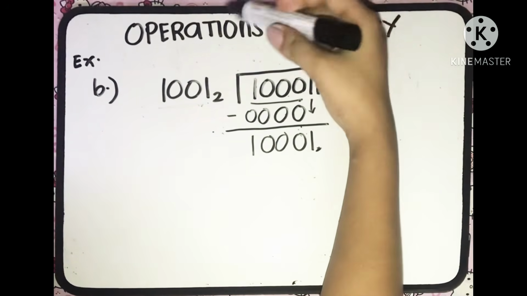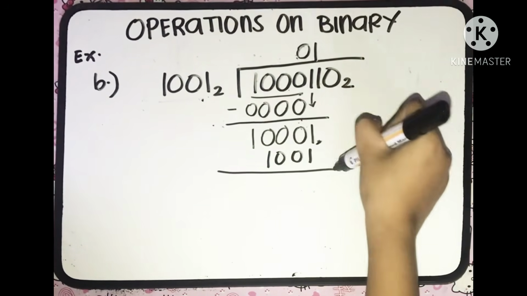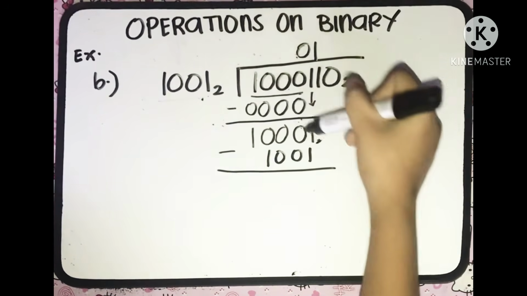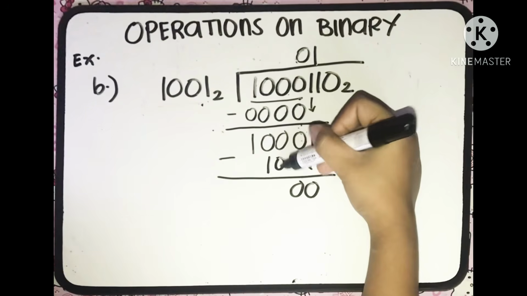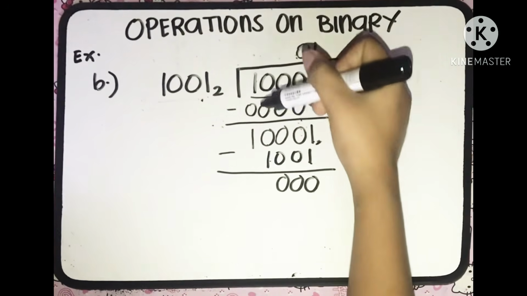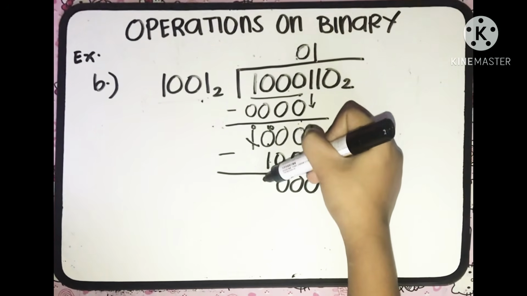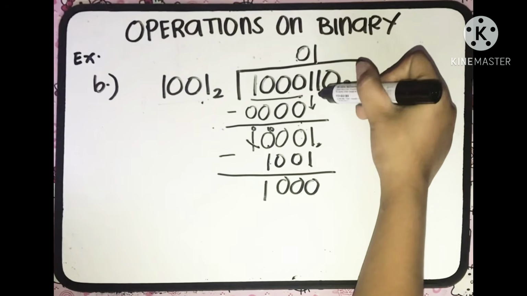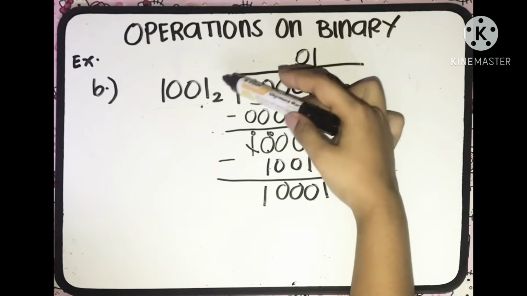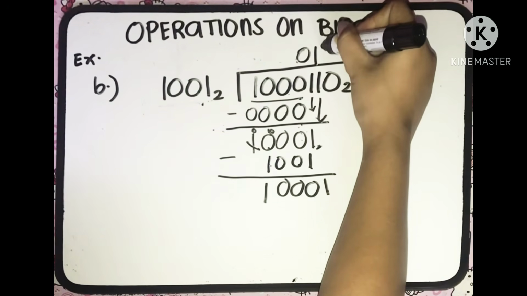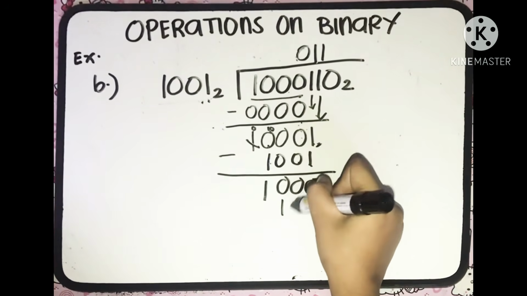And then, multiplied to 1,001, we'll have 1,001. Then, applying the rules in subtraction, we'll have 1 minus 1, 0. 0 minus 0, 0. 0 minus 0, 0. 0 minus 1 cannot be. So, borrow sa pinakamalapit na 1. So, it will be 1, 0 minus 1, which is equal to 1. And then, bring down the next digit again. So, we have 10,001 again, tsaka 1,001. So, since mas malaki ulit yung nasa dividend, answer is 1. Multiply to the divisor, we'll have 1,001.